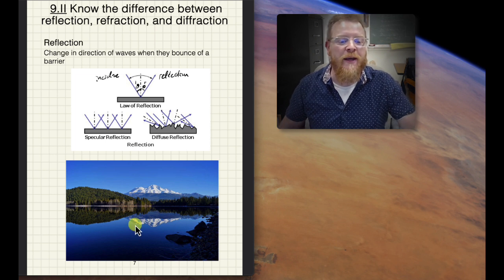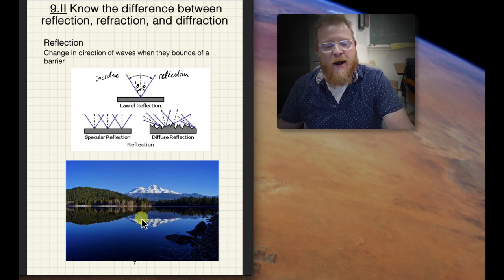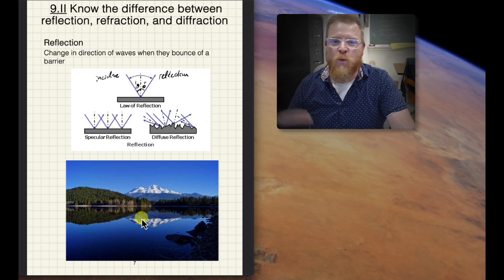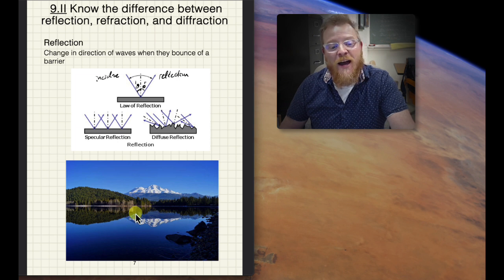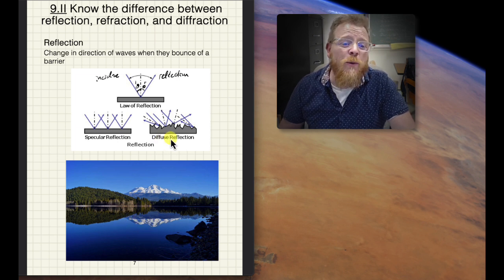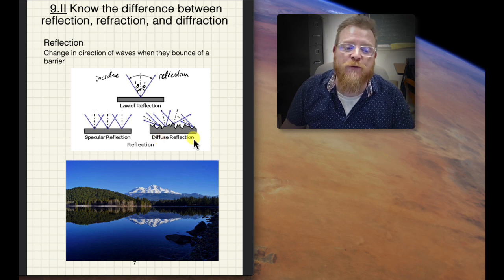Now, if you've been around the mountains and around the lakes, as the wind picks up in the day, you might recognize that the water gets choppier and you're not able to see that mirror image anymore. That's what we refer to as diffuse reflection.